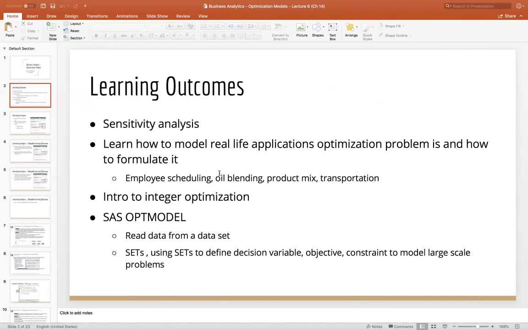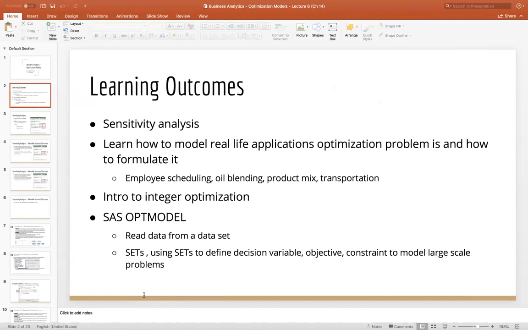And then we will talk about some real life applications, and these are the 4 different types of problems we are going to look into. When we do that, I think the Excel is going to be very similar. But in SAS, I'm going to introduce some new concepts that you can use to model the problems. And in the employee scheduling problem, we will talk about integer optimization.